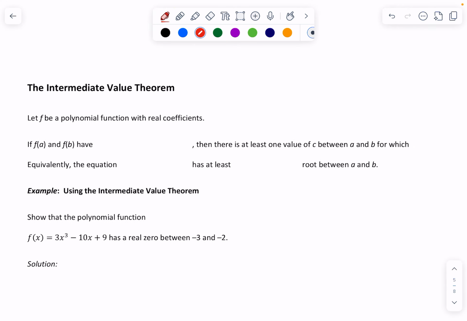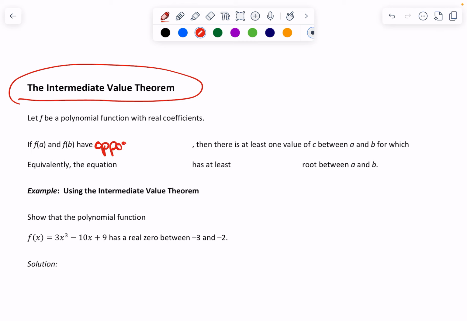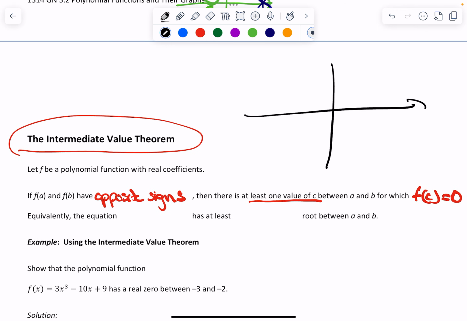Okay, next, the intermediate value theorem. So let f be a polynomial function with real coefficients. If f of A and f of B have opposite signs, then there is at least one value of C between A and B for which f of C equals 0. So what that means is that we have A and B, for example, here.